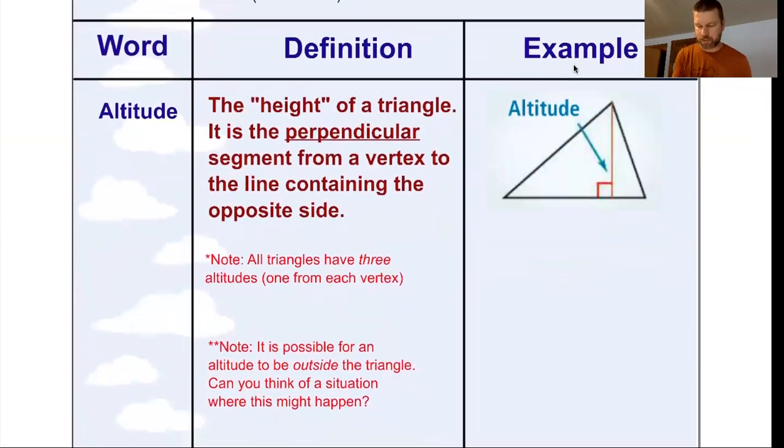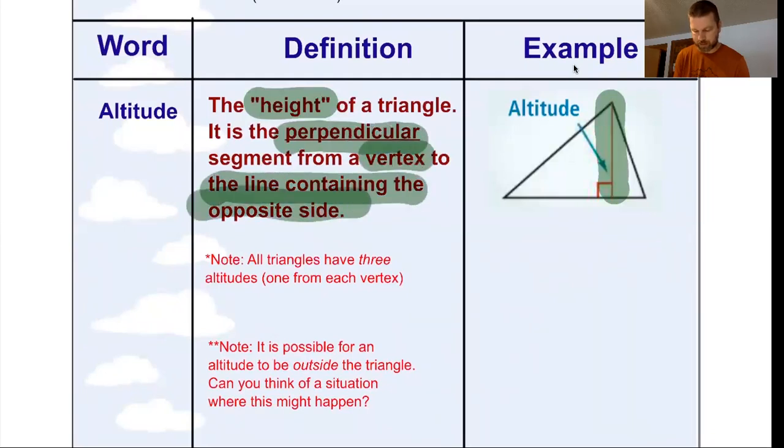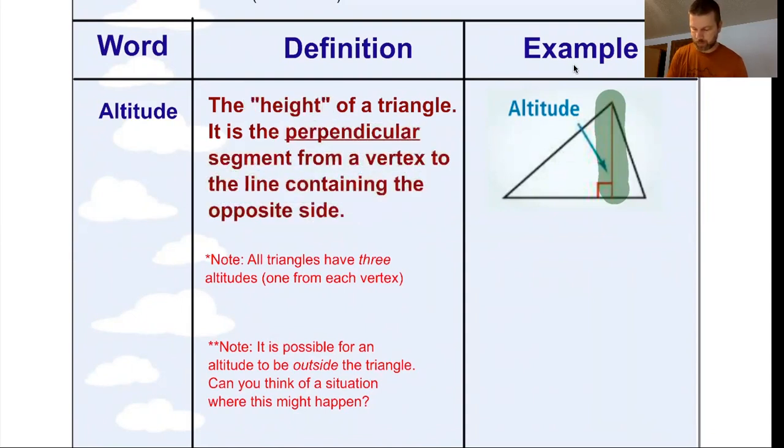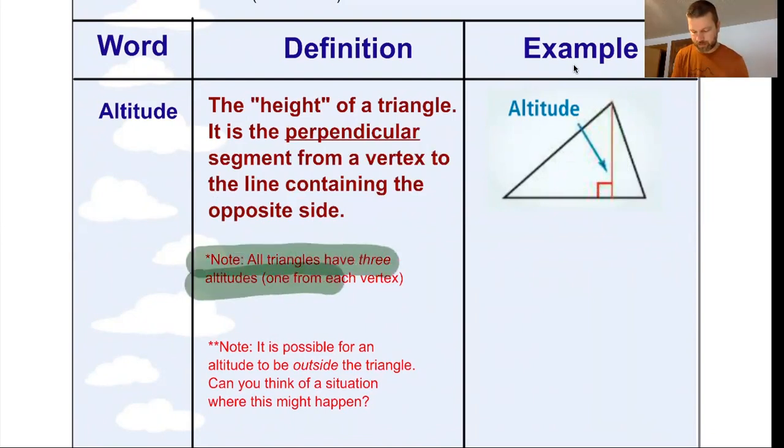Altitude. Altitude is often what we consider the height of a triangle. So this would be the altitude in that triangle. It's how tall the triangle is. If you want a little more technical definition, it's the perpendicular segment from a vertex to the line containing the opposite side. Perpendicular again means 90 degrees, so an altitude is always going to be a 90-degree angle to a triangle. Please note, all triangles have three altitudes, one from each vertex.